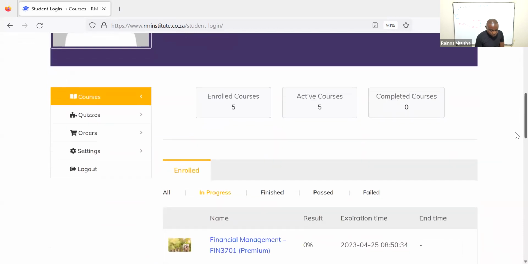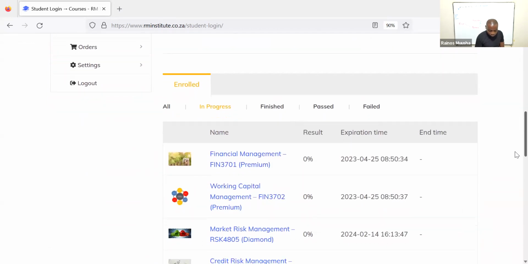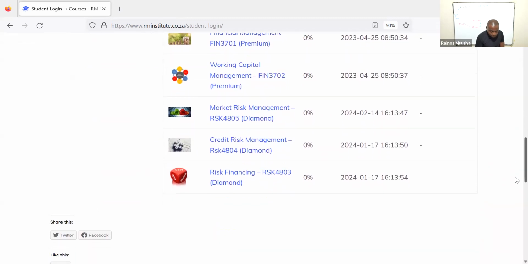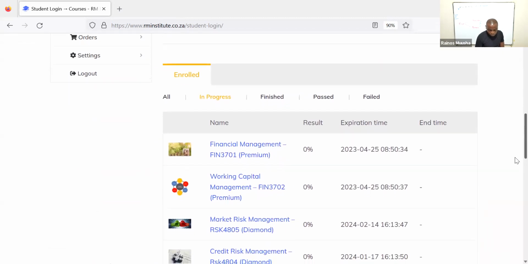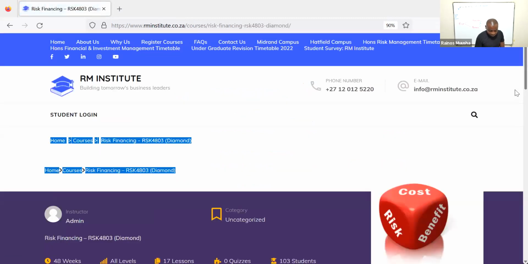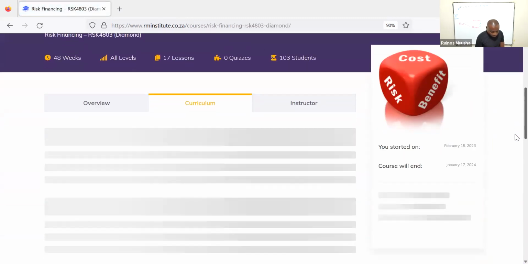And it will also indicate the courses that you're enrolled for. So which means if there are different courses that you're enrolled for, it will also indicate those. Whatever course you want to access, for example, if you want to access risk financing, you're just going to click risk financing. Then it will take you to the next page.